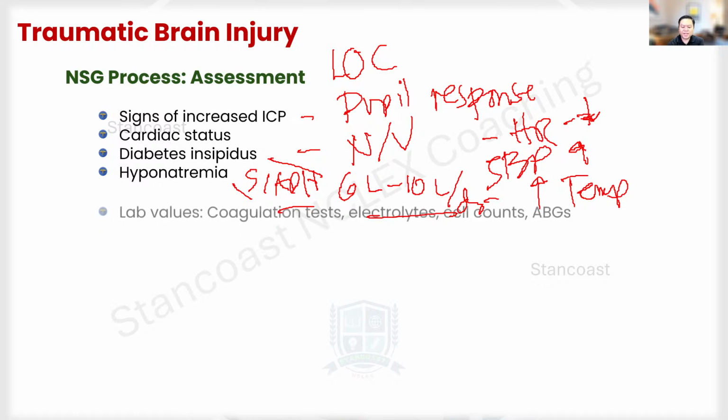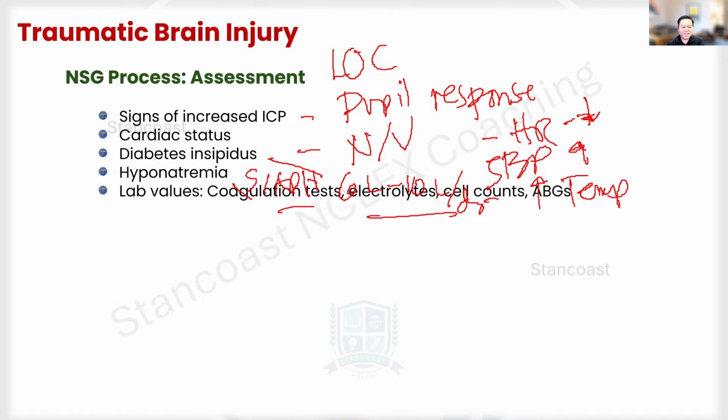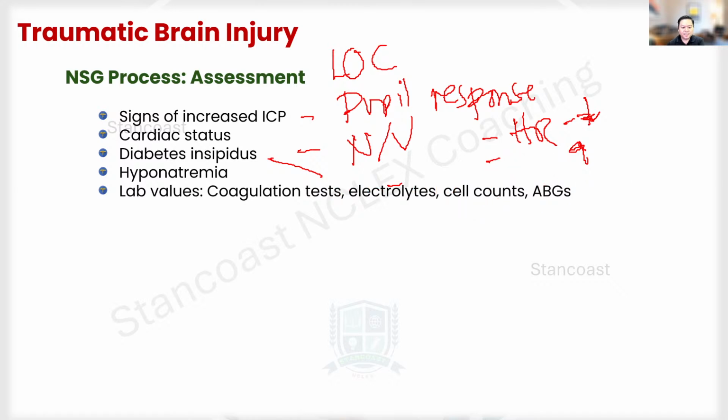What else? Lab value monitoring. This is very important. We've got to take a look into their coagulation studies, electrolyte counts, red blood cells, white blood cells, ABGs. Take note that they are prone to developing coagulopathies, abnormal bleeding. There's going to be imbalances in their sodium levels, either hypo- or hypernatremia.